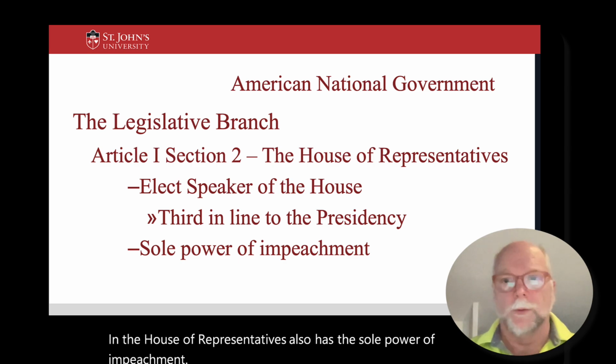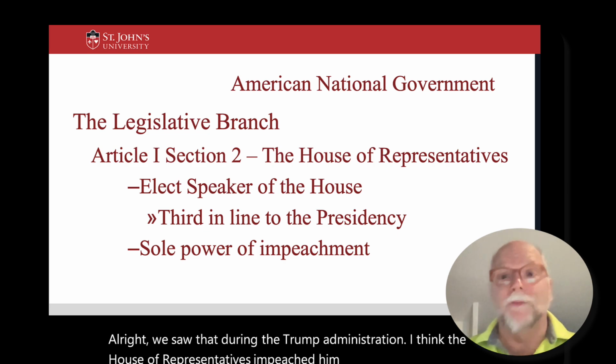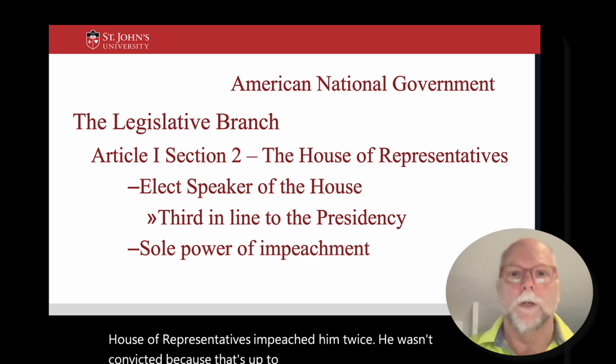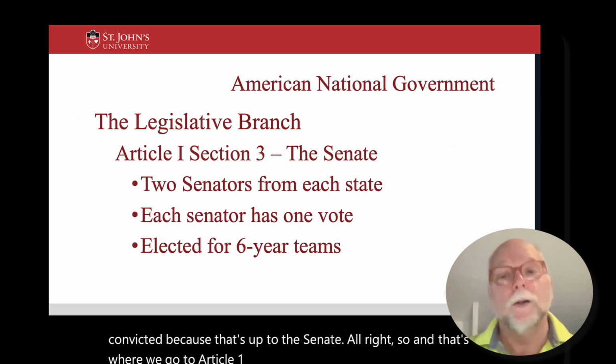All right, we saw that during the Trump administration. I think the House of Representatives impeached him twice. All right, he wasn't convicted because that's up to the Senate. And that's where we go to Article 1, Section 3, which discusses the Senate, right?